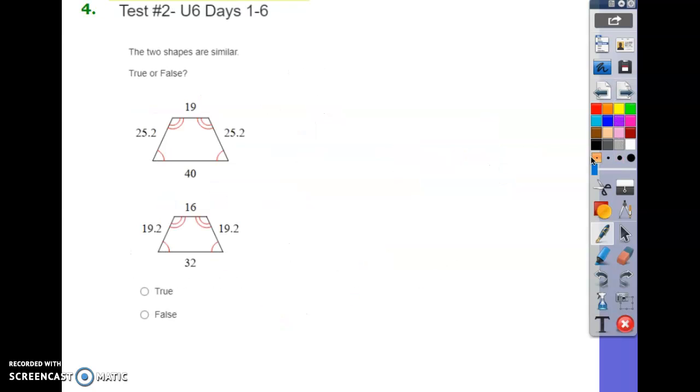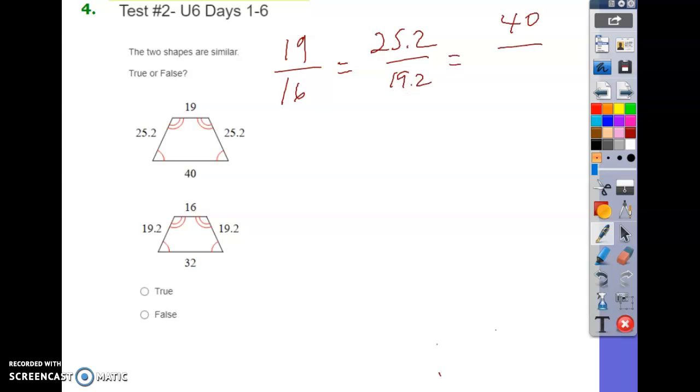Number 4, true or false, are the 2 shapes similar? Well, all the angles are the same, so now let's figure out the sides. We need to see that 19 is to 16, as 25.2 is to 19.2, as 40 is to 32. Now let's take out our calculator. All right, so I just divided these numbers, and I'm getting different numbers here. So are the 2 shapes similar? No, false.